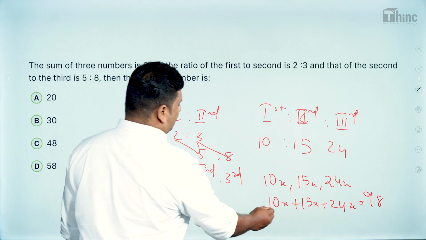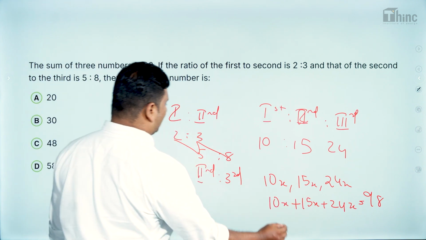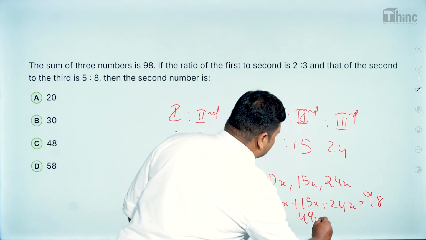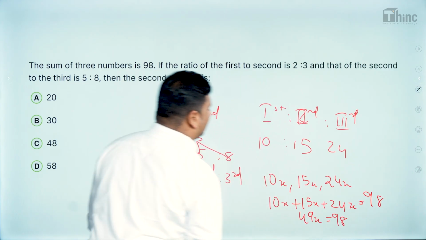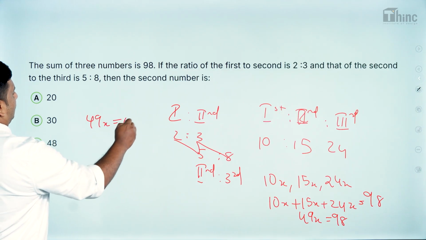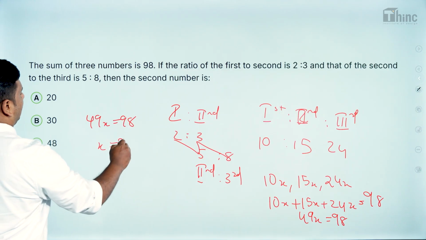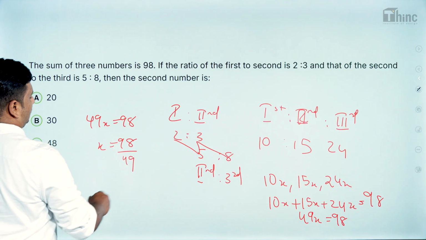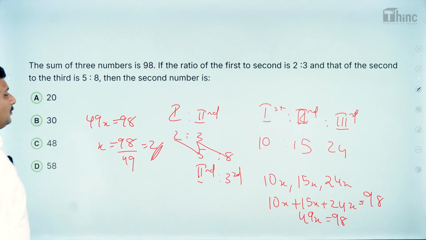49, right? So 10 plus 15 plus 24, that is 49. So 49x is equal to 98. So this is what we got. So if 49x is 98, what is the value of x? It's 98 divided by 49, which is nothing but 2. So you got the value of x, that is 2.